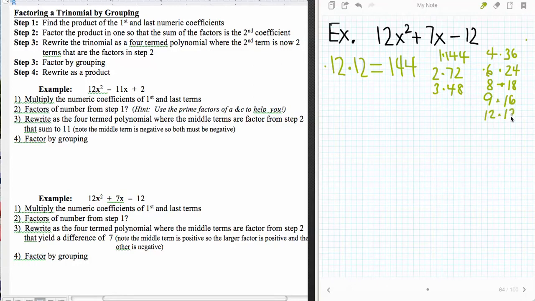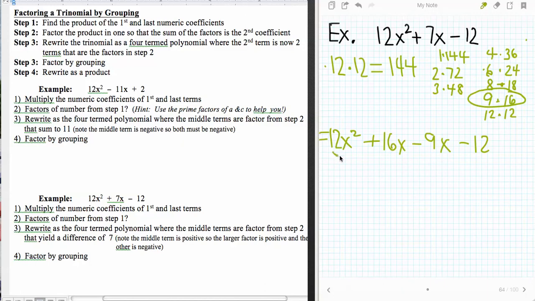So now we're looking for those factors that give us a difference of 7. So we're looking through here for differences of 7, and we're going to see 16 and 9 give us a difference of 7. So we'll rewrite this as 12x squared, and then we need to make a positive 7. So this is where we have to be careful. It's a positive 16x and a minus 9x. Now the order of those doesn't matter. What matters is that we have a positive 16 and a negative 9.